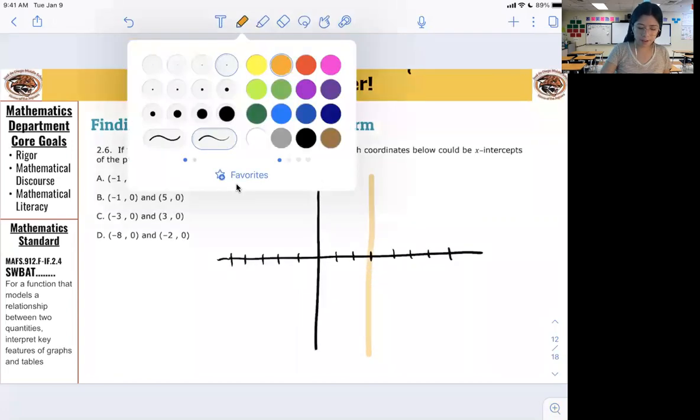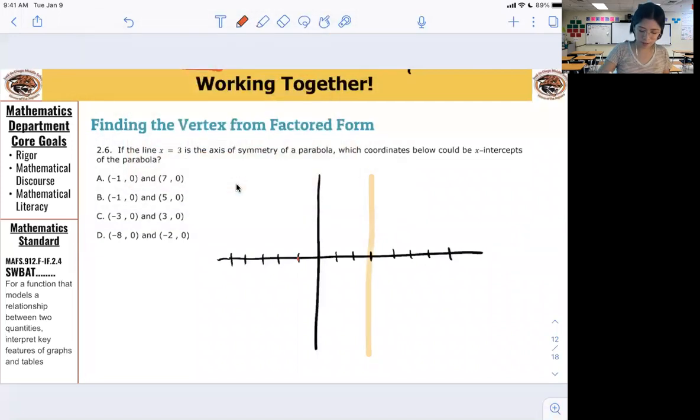choice A. -1 and +7. 2, 3, 4, 5, 6, 7. Are those two numbers an equal amount from the 3? Yes. How far away is -1? 1, 2, 3, 4. 4 away, right?